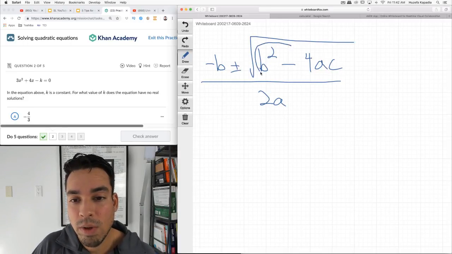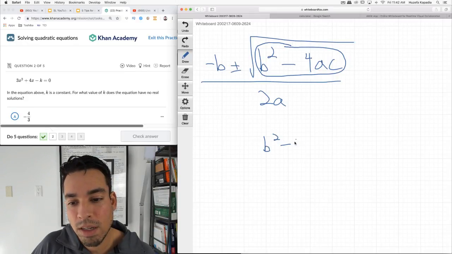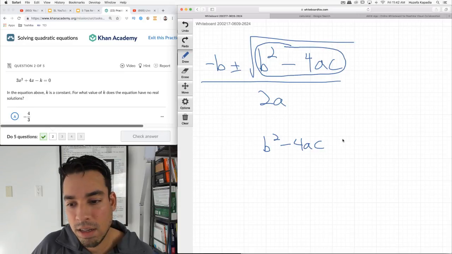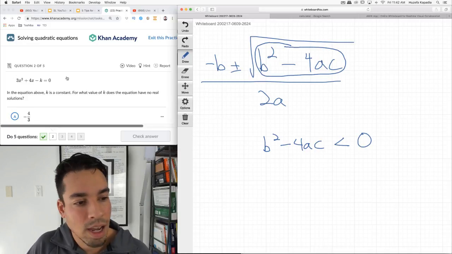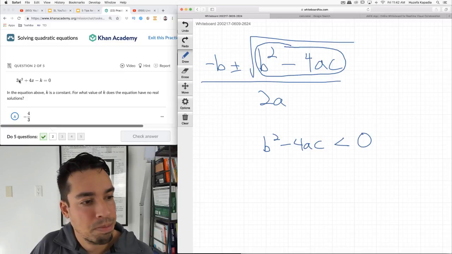So all we have to do is figure out for what value of k will this be negative. So we can say b squared minus 4ac is less than 0, okay? That's when this will have no real solutions. Now we can plug these values in for b, a, and c.